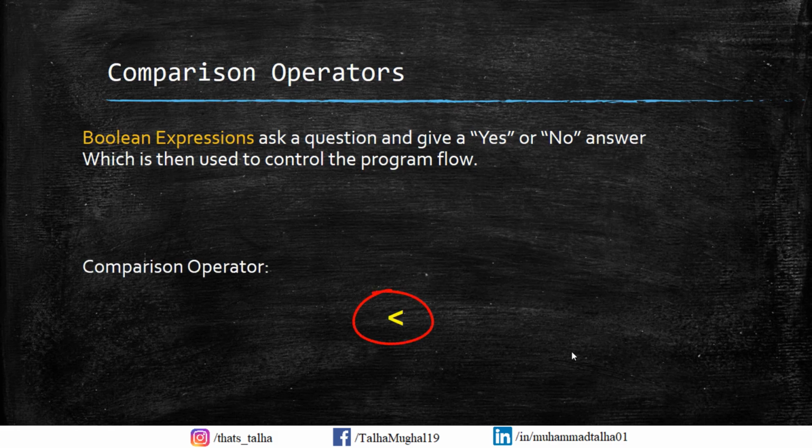This right here is known as comparison operator. Now the number on the right hand side of this operator is supposed to be bigger or larger than the number on the left hand side of this operator.